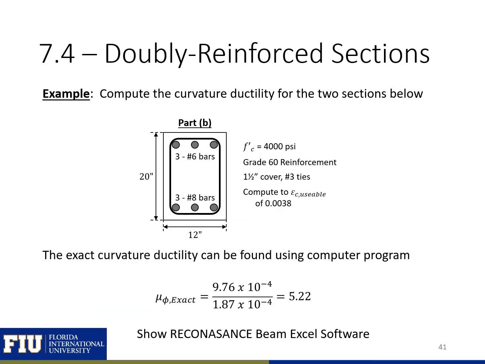We can find the exact curvature ductility using any type of computer software that will do this analysis. If you're taking my course, then we'll use an Excel sheet software called Reconnaissance that I'll provide, and we can use this to find an exact curvature ductility value of 5.22 for our section B.